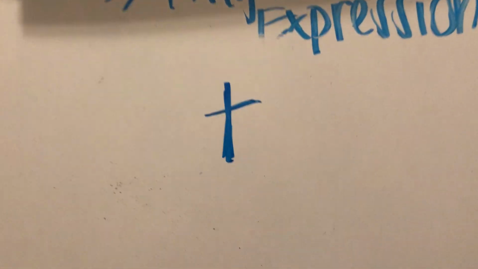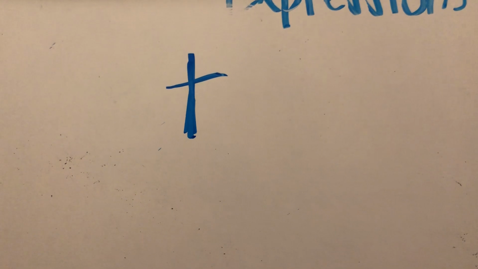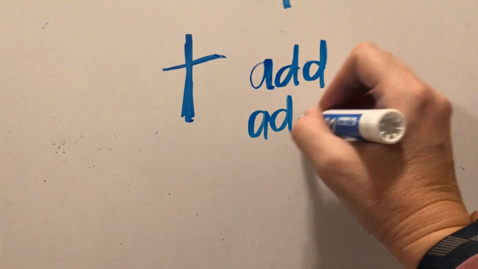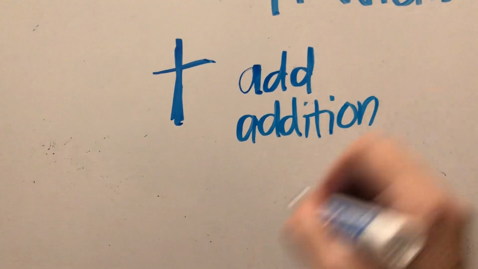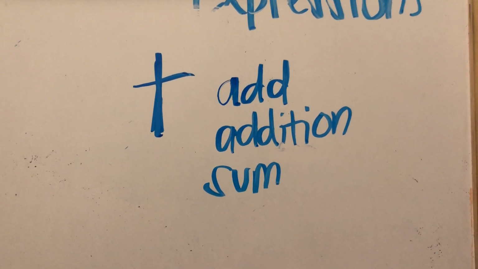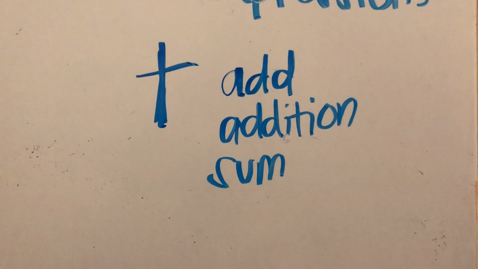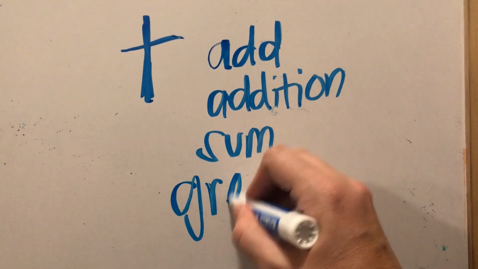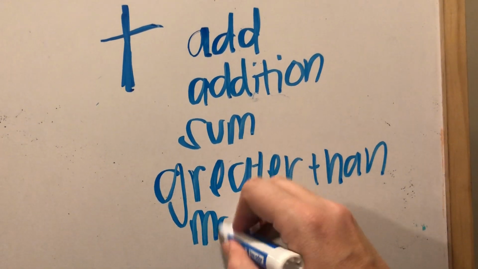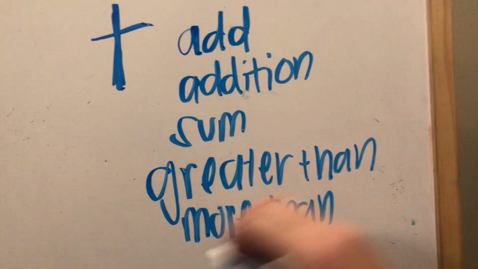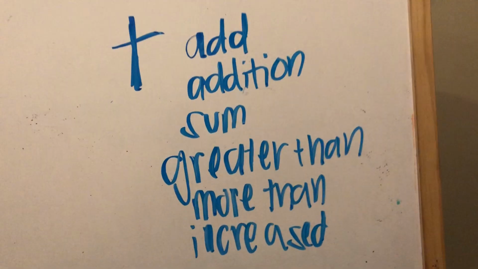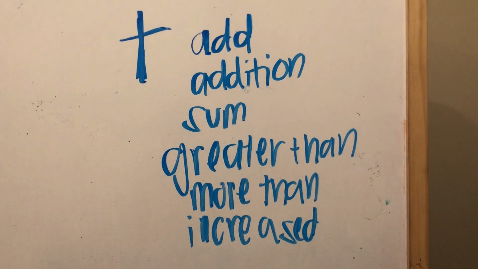All right, so when we have an addition problem, some words that you may see to show that it's addition, you might simply see the word add. You might see the word addition. Some other things that you might see, the word sum. Remember, the sum is going to be our answer in an addition problem. Some other words that you might see: greater than. That's going to show that we're going to be adding. You might see more than, or you might see the word increased.